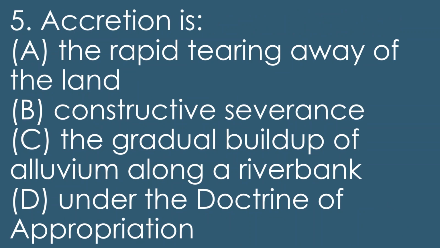5, accretion is A, the rapid tearing away of the land, B, constructive severance, C, the gradual buildup of alluvium along a riverbank, D, under the doctrine of appropriation. Well, let's first understand what accretion is. Accretion falls under accession. Remember, accession is a way of gaining land, either through annexation or accretion. Annexation is man-made, so physically joining maybe 2 parcels of property. Accretion is the gradual buildup of soil along a water bank, like a riverbank. So that is accretion.